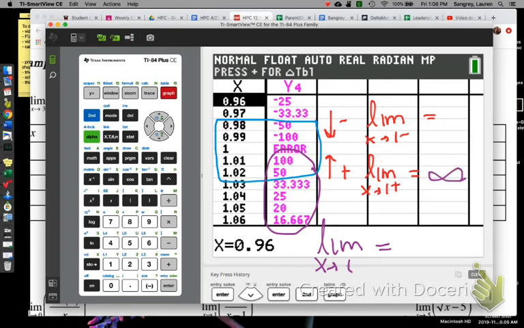And as we approach from the left, again, you're noticing just the increase in these numbers, and you can always look at the graph if you need to. But this is approaching negative infinity. And since these two do not match, the limit as x approaches 1 does not exist.